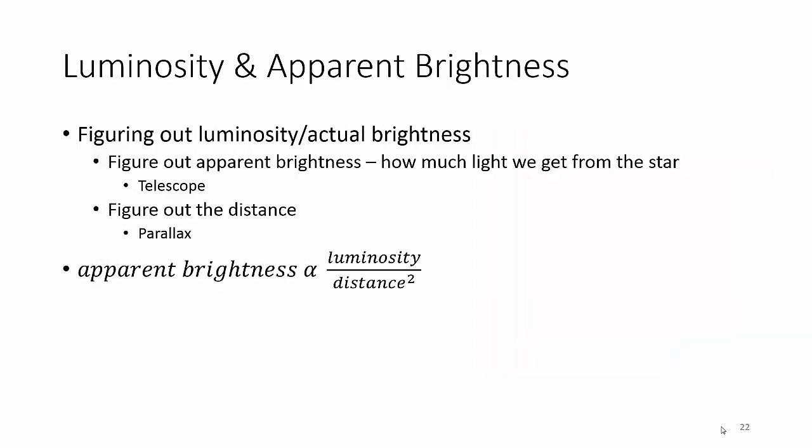So there's a couple different things we need to know if we're going to figure out luminosity, or actual brightness, absolute brightness. Right? So we need to know its apparent brightness, and we need to know its distance. Just like if you look at the equation, if luminosity is what you're trying to figure out, then you need the other two variables, right? If apparent brightness is what you're trying to figure out, you need luminosity and distance, the other two variables. If distance is what you're trying to figure out, you need luminosity and apparent brightness. So whatever one you're trying to figure out, you need to know the other two.